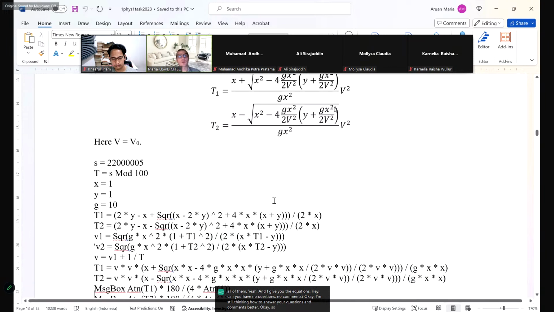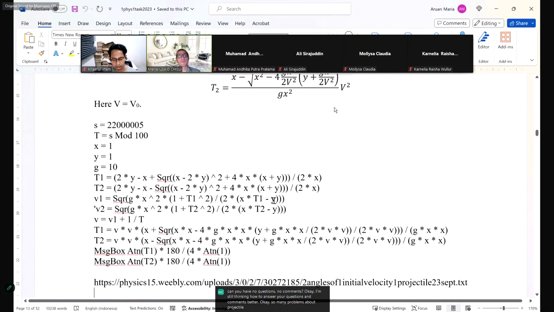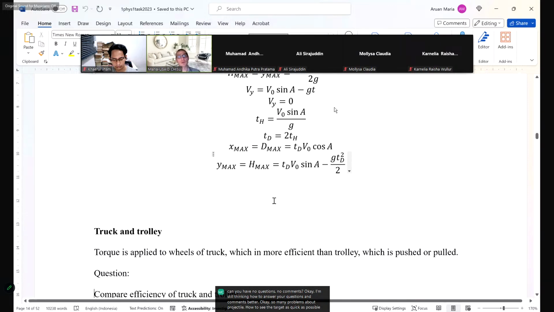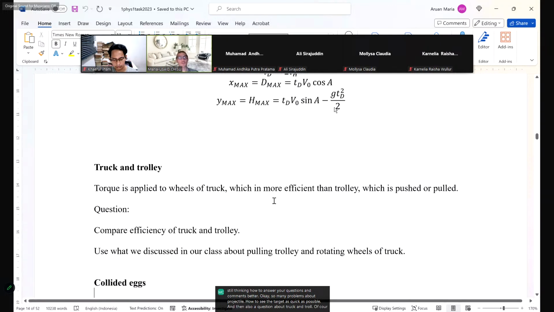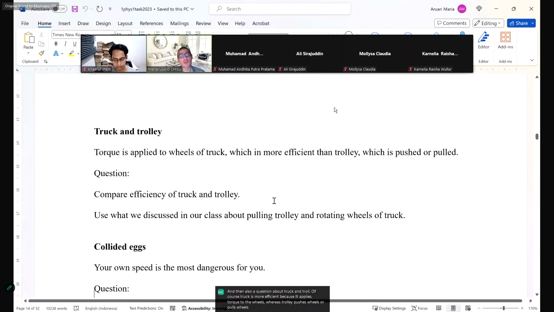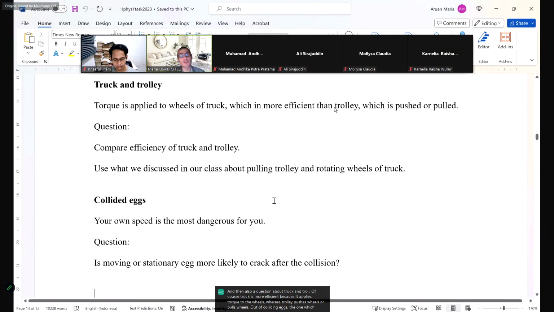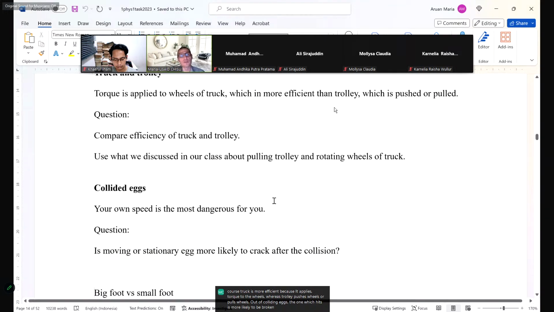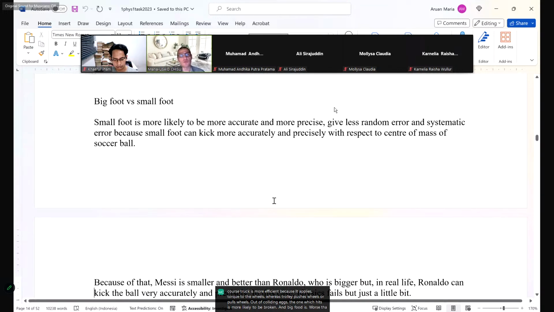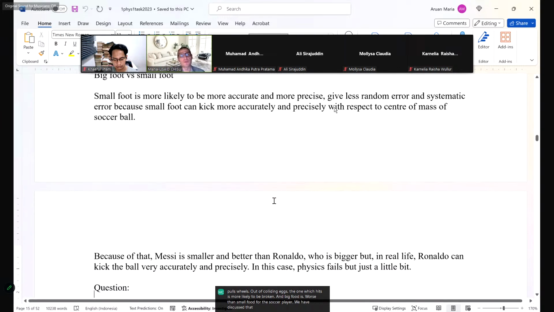Okay, so many problems about projectile, how to hit the target as quickly as possible. And then also a question about track and trolley. Of course, track is more efficient because it applies torque to the wheels, whereas trolley pushes wheels or pulls wheels. Out of colliding eggs, the one which hits is more likely to be broken. And big foot is worse than small foot for the soccer player. We have discussed that before.